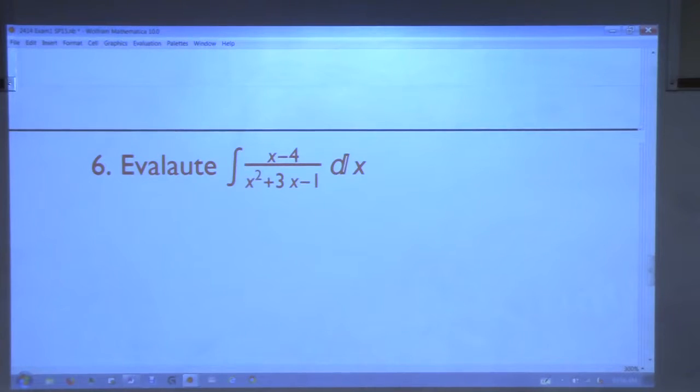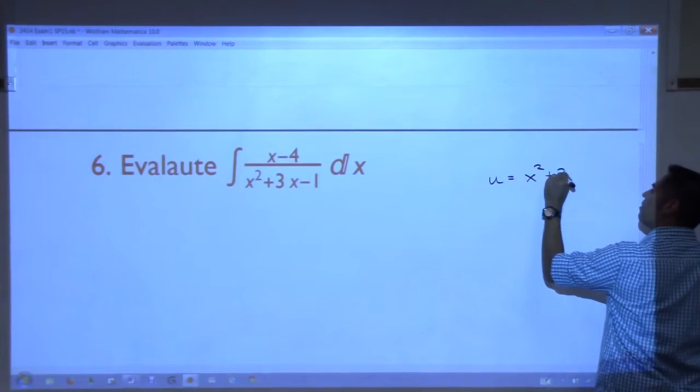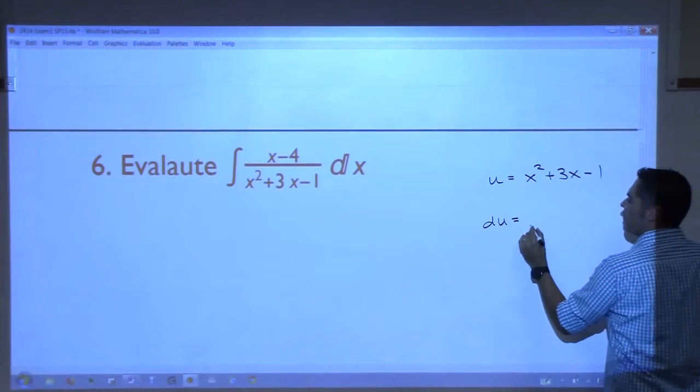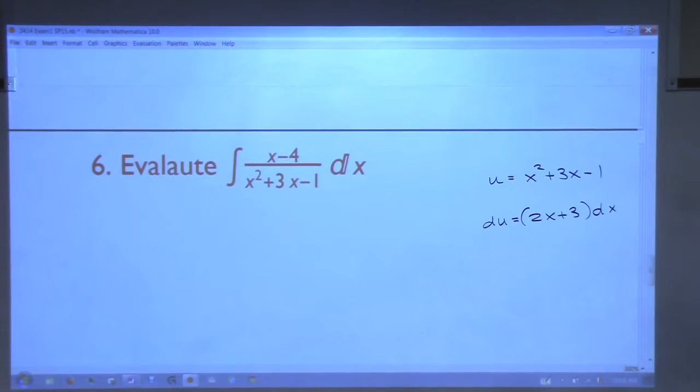Yes. So look at this one. Check this out. Just tell me what you think of this. U is x squared plus 3x minus 1, right? So du would be what? 2x plus 3 dx, right? I don't have 2x plus 3, do I? I do not have that. It would be really nice if I did, though, right? Wouldn't it be nice if I had that up there? Do y'all agree?